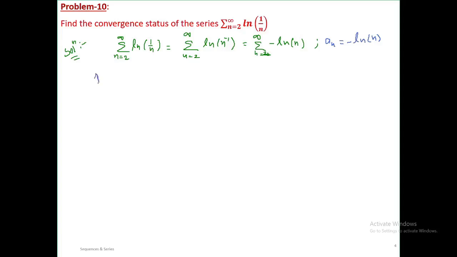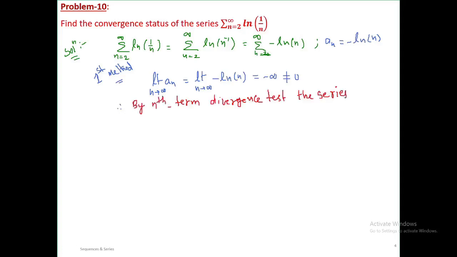So by the first method, by the nth term divergence test we can conclude. Limit n tends to infinity of the nth term, minus ln n, which is minus infinity. So it is not equal to 0. Therefore, by the nth term divergence test, the series diverges. That's it. Over.